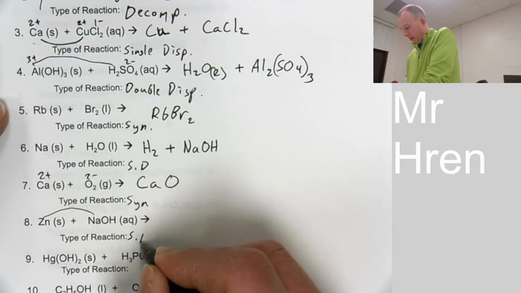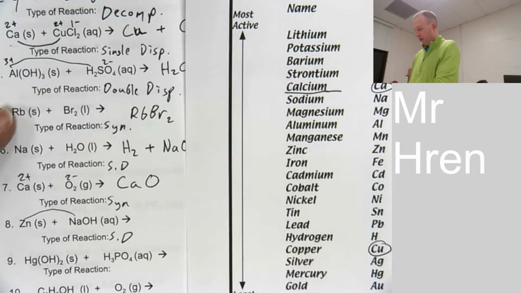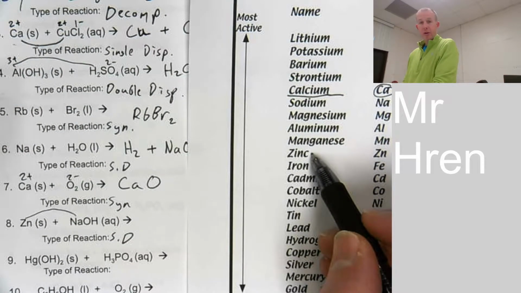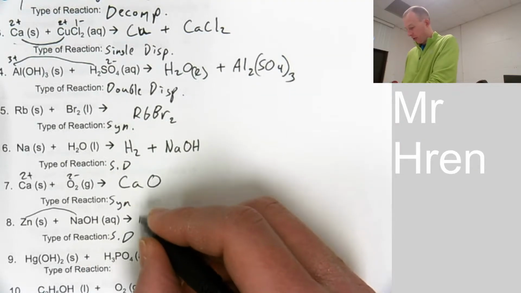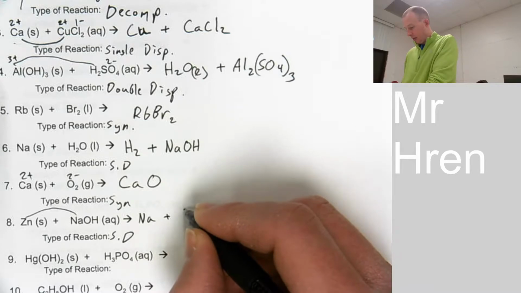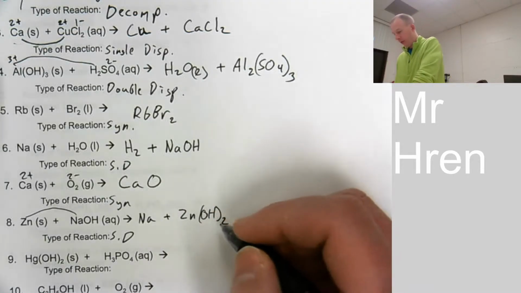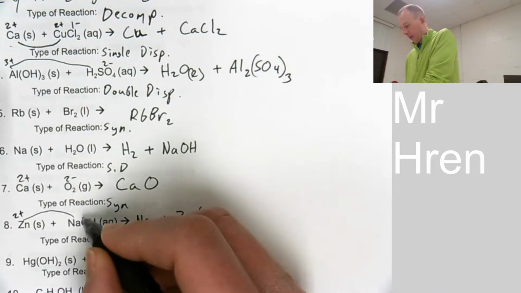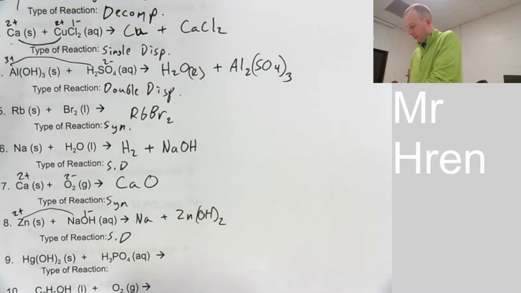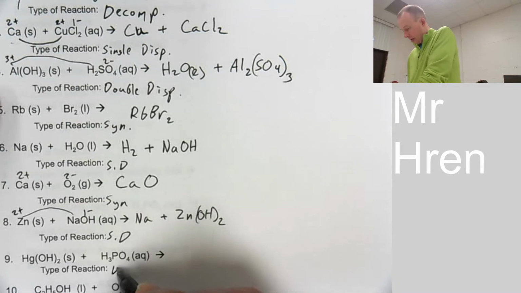We're going to compare these two. So single displacement. We're going to look up zinc and sodium. So zinc's right here. Sodium is up here, so zinc will remove the sodium, so you'll end up with Na plus Zn(OH), and there will be a 2 there because zinc's plus 2. Hydroxide is minus 1. So then you're going to do this. So this is a double displacement.